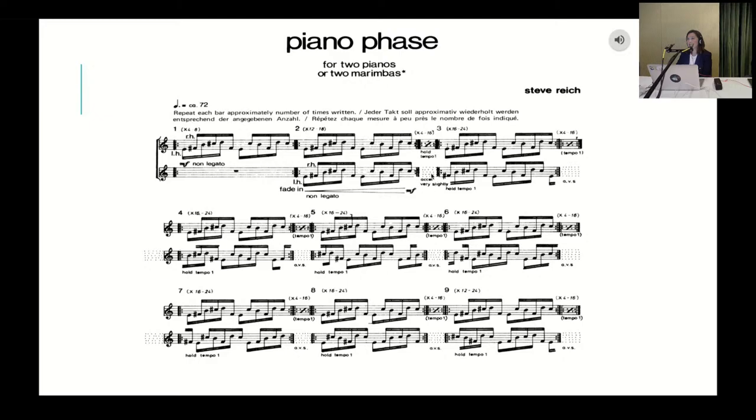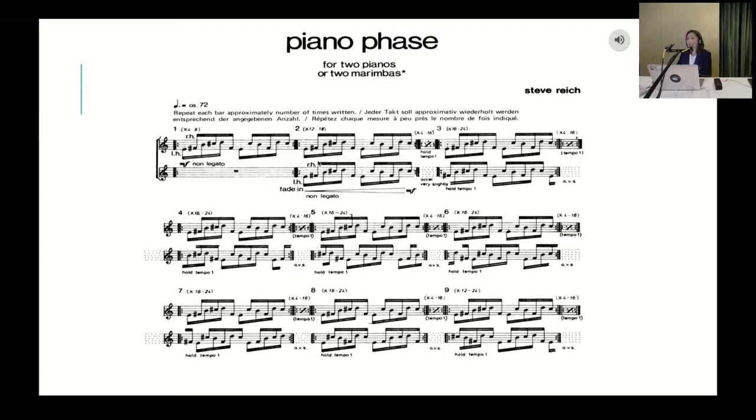And this area here is where I find to be the most interesting, where it gradually phases slowly into a different acceleration. And then it comes to the F sharp here, which is the second note that kind of coordinates with the first note of the first pianist. And this process just keeps going on. If we keep going, it has 12 phases.